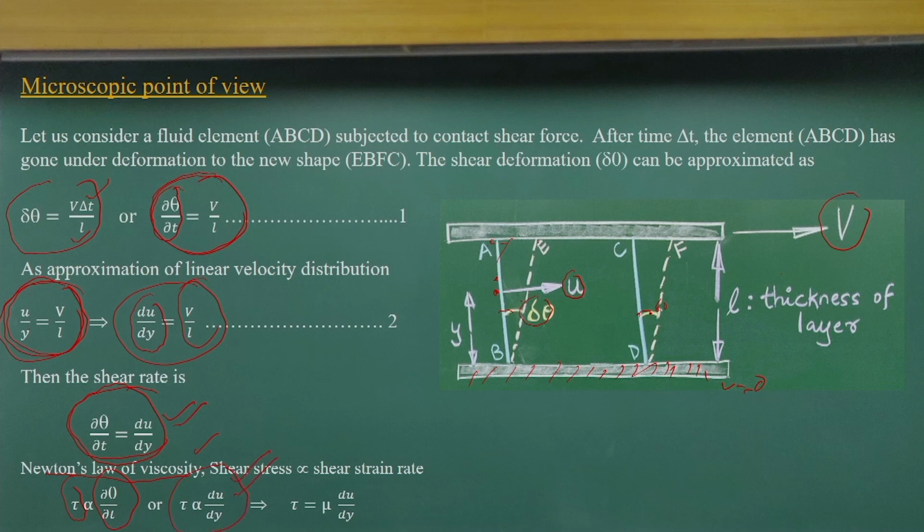We can define that the shear stress is proportional to the velocity gradient, and the same way we can define the proportionality constant as the dynamic viscosity or coefficient of viscosity: tau equals mu times du by dy.